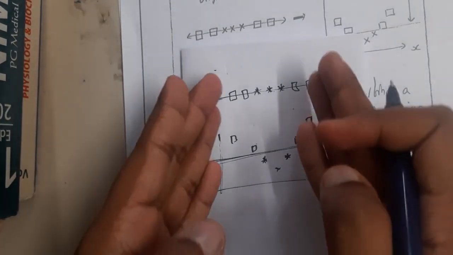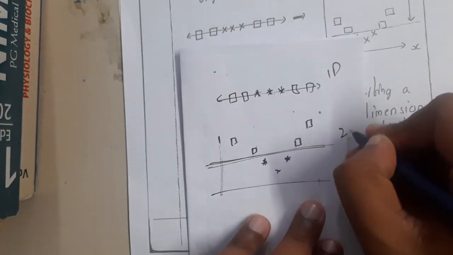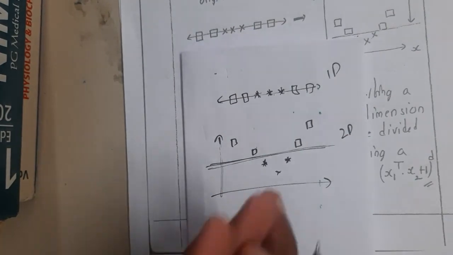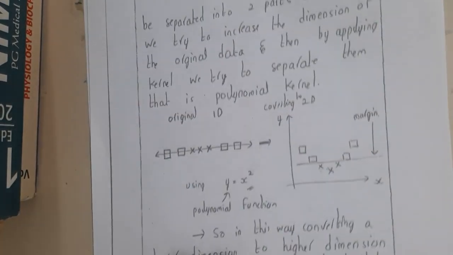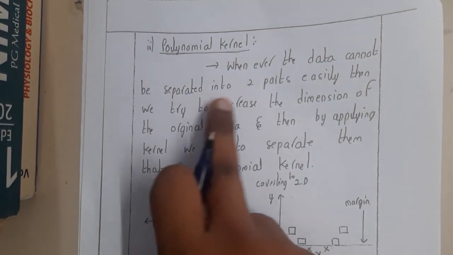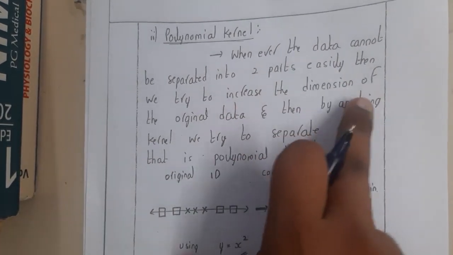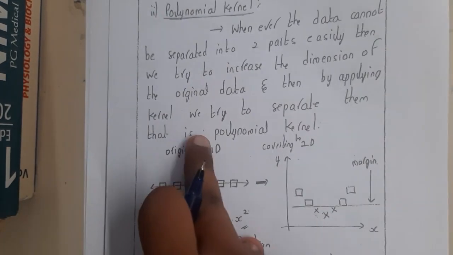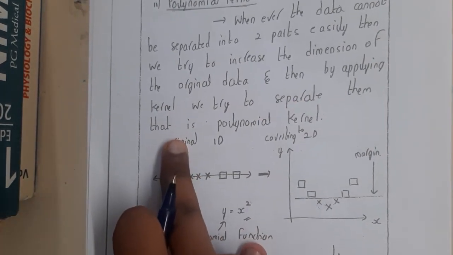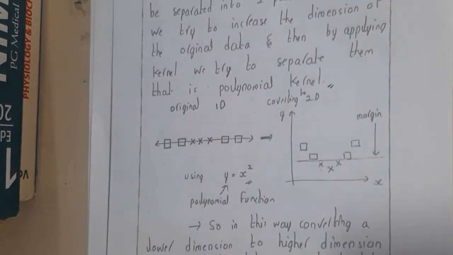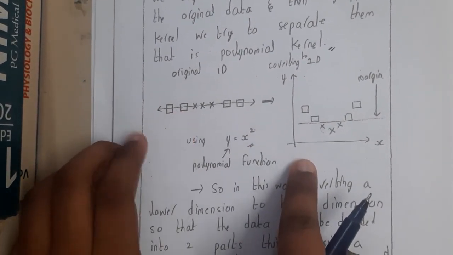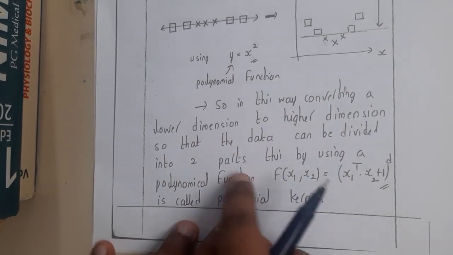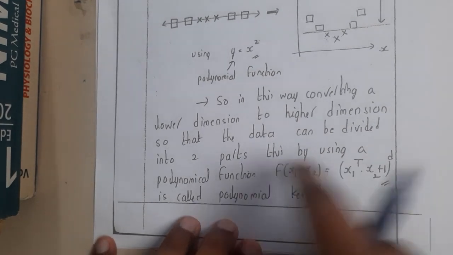How did we do it? We increased the dimension from 1D to 2D, right? So it's two dimensional. Using a simple trick, we have separated them. This is nothing but the polynomial kernel, guys. Whenever the data cannot be separated into two parts easily, we try to increase the dimensions of the original data, and then by applying the linear kernel, the normal kernel, we try to separate them. That concept is called the polynomial kernel. I have just drawn the same example here. In this way, converting a lower dimension to a higher dimension so that the data can be divided into two parts is done by using a polynomial function.